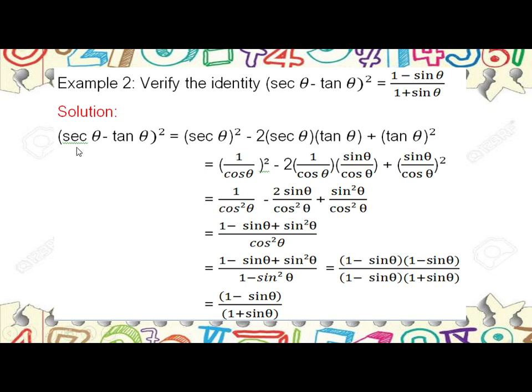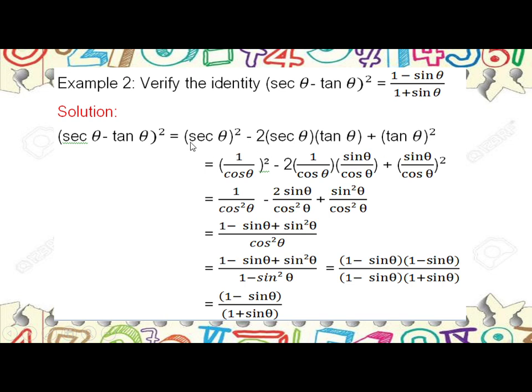Square the first term: secant squared theta. Then multiply the first and the second, times 2 always, for the middle term: secant theta times negative tangent theta times 2, giving negative 2 secant theta times tangent theta. Then square the last term. We all know negative times negative is positive, so we have positive tangent squared theta.